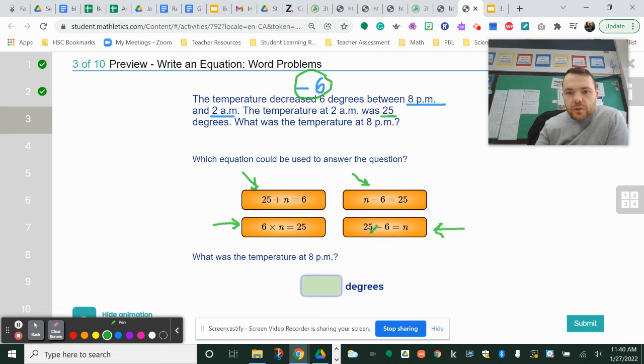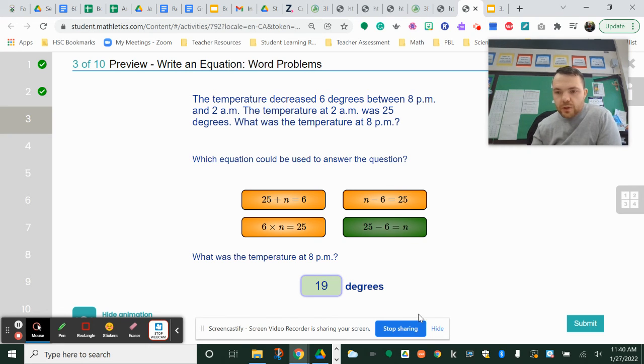On closer inspection, my best guess is it's this. Well, it's not a guess actually. It makes sense. Temperature was 25, decreased by 6. N in this case represents the new temperature. So I would first of all select this as my answer for the algebraic equation. Then I would do the calculation. 25 subtract 6 is 19 degrees. Okay, and I put all that in. Let's check. Let's see if there's method to our calculations.